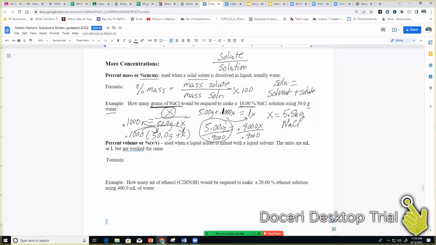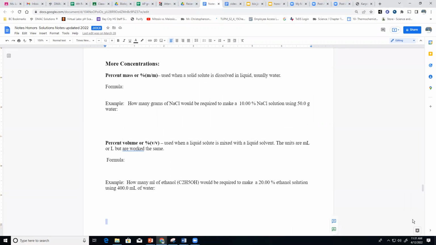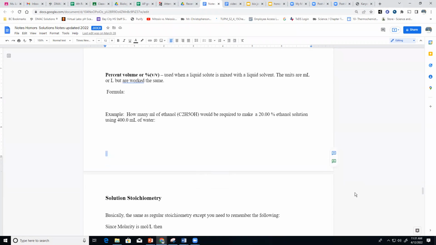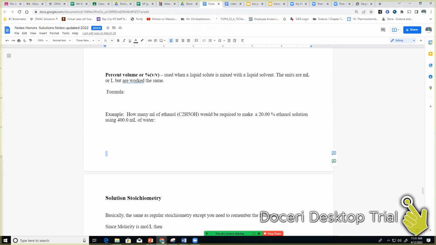Anybody have any questions on any of that little math right there? We're good with it? All right. So just like I said, it can be a little bit more algebra. All right. And then the other formula is pretty similar, but instead of looking at mass, we're looking at volume. So this is when you have a liquid solute mixed with a liquid solvent. And once again, that's usually water. Your units can be milliliters or liters, but once again, they just have to be consistent.